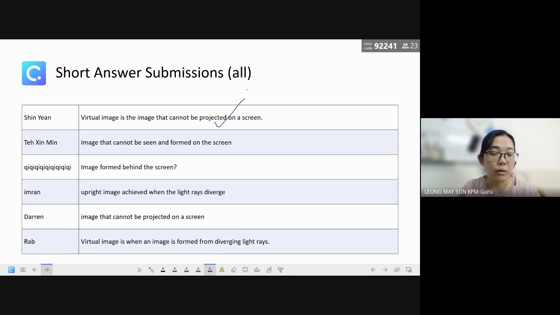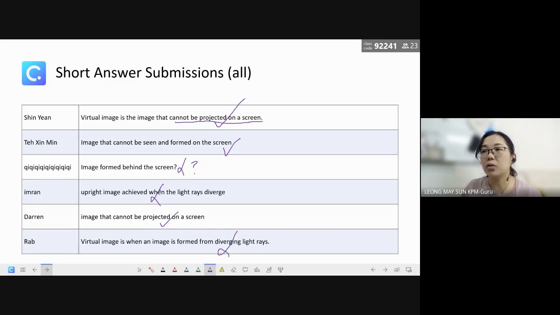Okay, so one answer is that the image cannot be seen and formed on the screen. All right, can be accepted. Another says the image forms behind the screen. Behind the screen means what? The words that I'm looking for are cannot be projected on the screen. That's the keyword over there. So that answer is definitely wrong. Image that cannot be projected on the screen, correct. Image that is formed from, nope, not really.